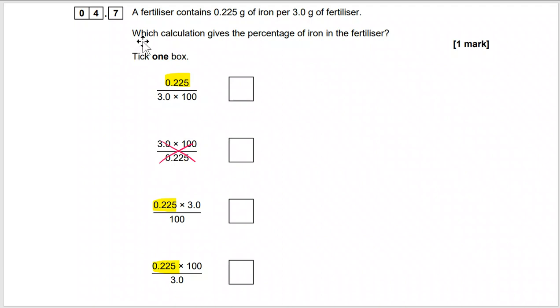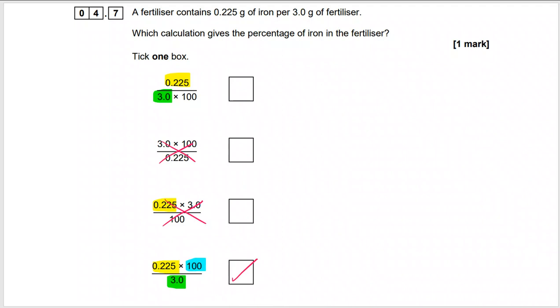And when we're working out it's essentially the ratio of 0.225 out of the total 3 grams. So we need 0.225 divided by 3. So we've now dismissed a second answer. The big question here is what we then do. And when we're working out a percentage, we multiply that by 100. So the 100 needs to be on the top line.